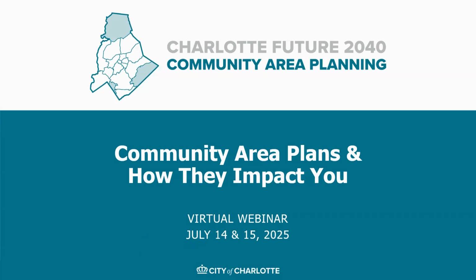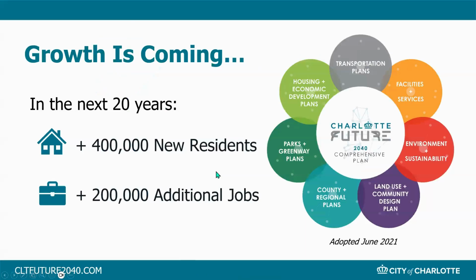So we are here today to walk through the West Outer Community Area Plan and discuss how it may impact you and your community. The reason for developing community area plans is that Charlotte has been continuously growing for decades, and it's projected to keep growing. In response to the projected growth, our city adopted the Charlotte Future 2040 Comprehensive Plan in 2021, which defines our 20-year vision for growth and change in Charlotte. The plan essentially calls for future growth to benefit as many people as possible.